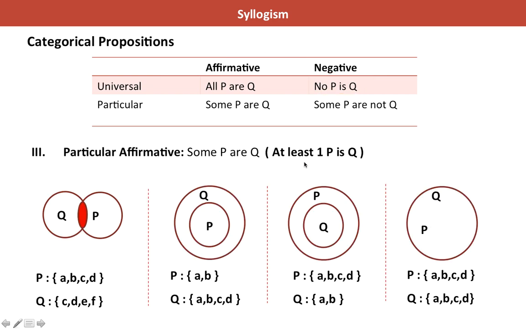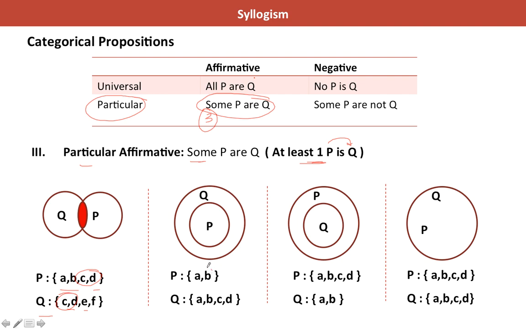Let's move to the third kind. Now we have particular affirmative. So particular affirmative is this. This is the third case. Particular means I have some. So some P are Q. Now what does this mean? At least one element of P is Q. At least one. So if I have A, B, C and D as P and Q as C, D, E and F, I see that C and D are common here. So at least one P is Q.